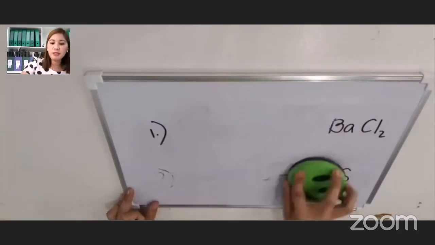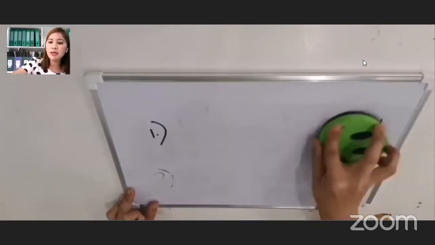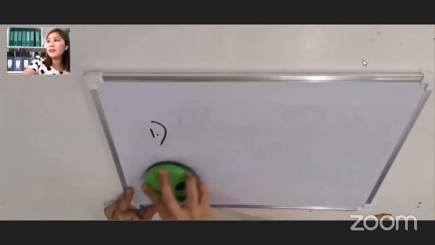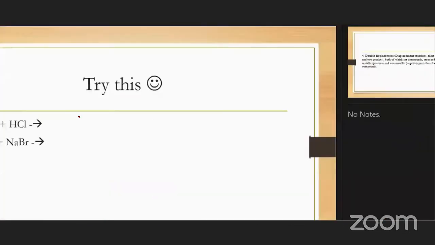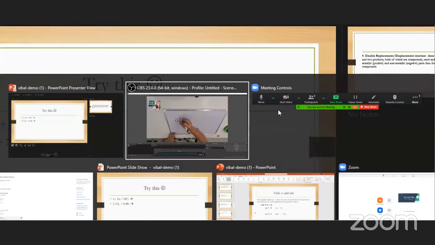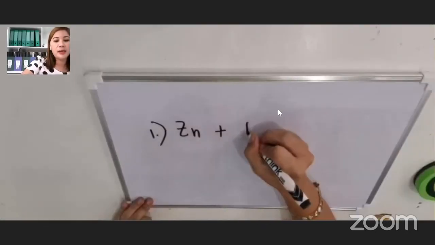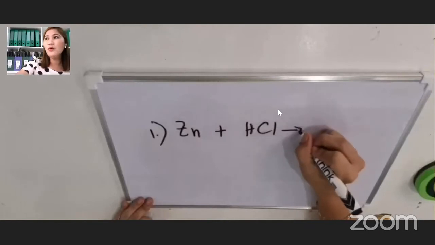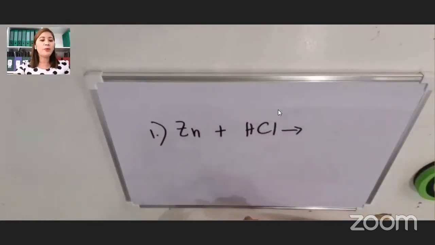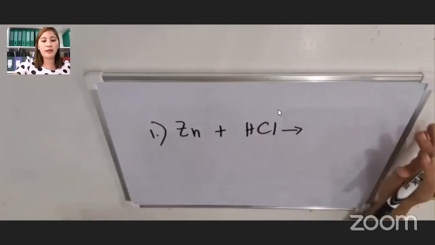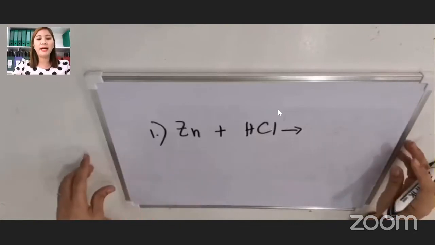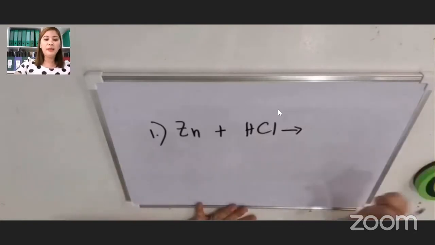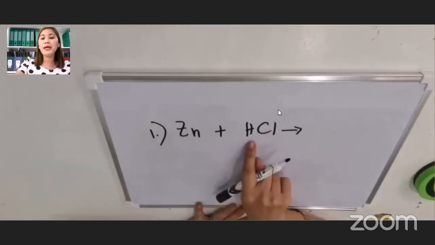So let's try to solve the first activity, so the first equation is zinc plus hydrochloric acid, or zinc plus HCl. Okay, so what will be the product? So which is more active? Is it the zinc or the hydrogen? So of course, zinc is more active than hydrogen based on the reactivity series of metal. Therefore, zinc will replace hydrogen and hydrogen will be displaced.